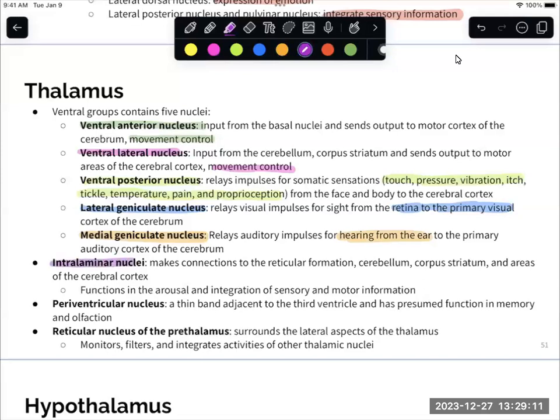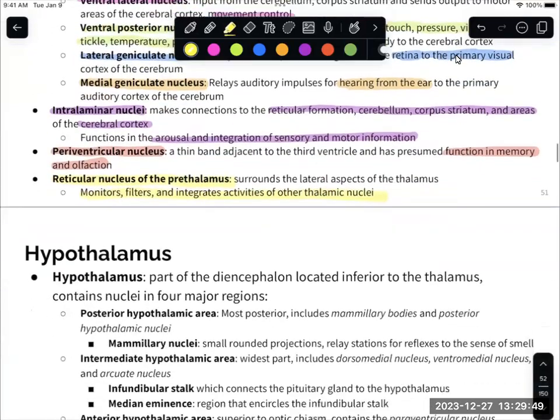We have intralaminar nuclei, more for that reticular formation, corpus striatum, areas of that cerebral cortex for arousal, sensory, motor. Another nucleus, paravertebral, memory, olfaction or smell. And then we have this reticular nucleus of the prethalamus, which monitors, filters, and integrates activities of the other thalamic nuclei.